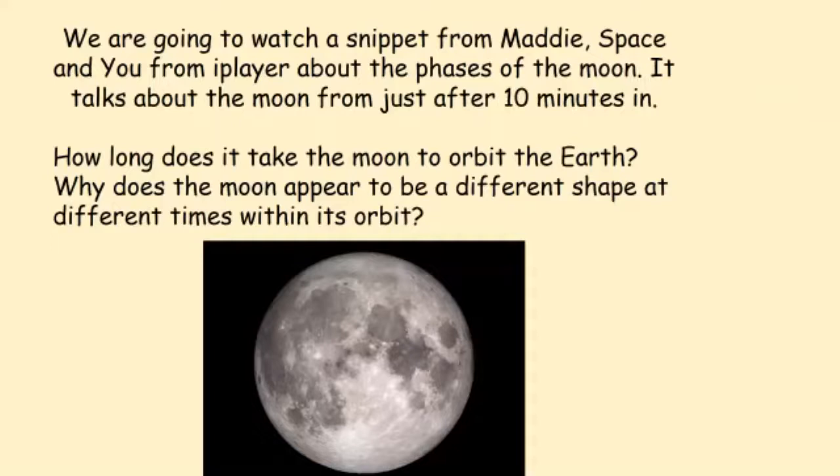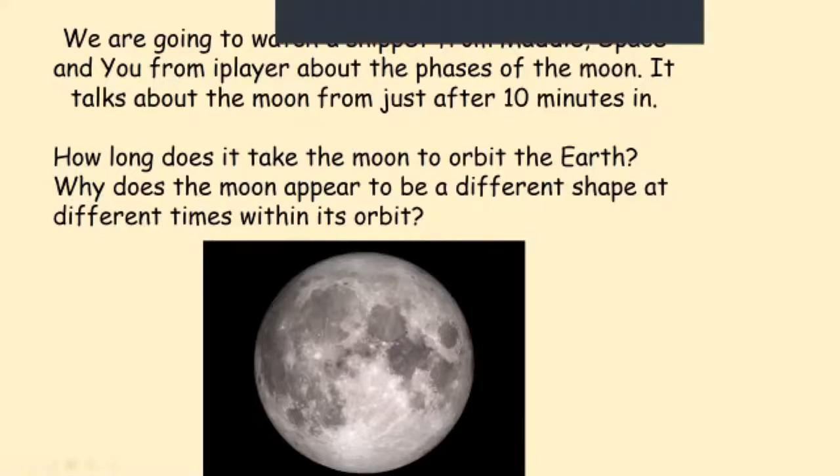I'm going to share it with you, but just in case for any reason it fails, you can get there yourself. So while we're watching it, I want you to see if you can find the answers to how long does it take the moon to orbit the Earth, and why does the moon appear to be a different shape at different times within its orbit. Now, if you could just bear with me for a moment, because I have to swap the share that I've got for this to work.